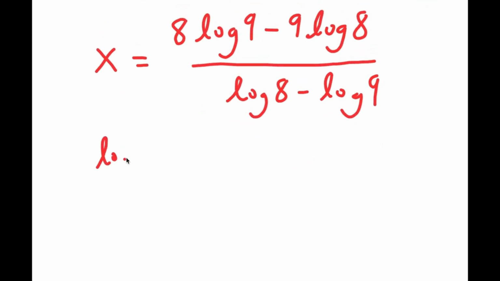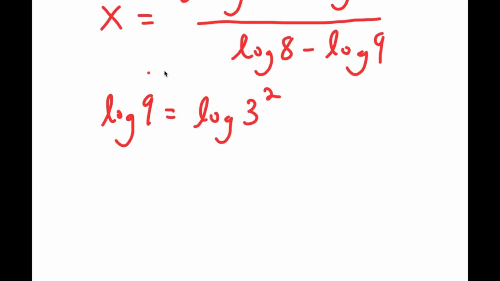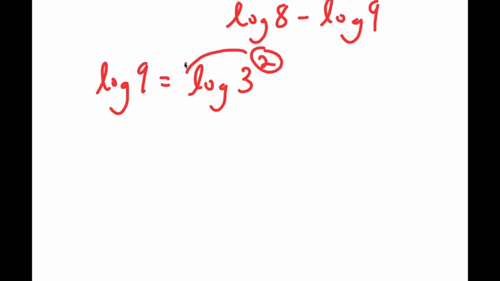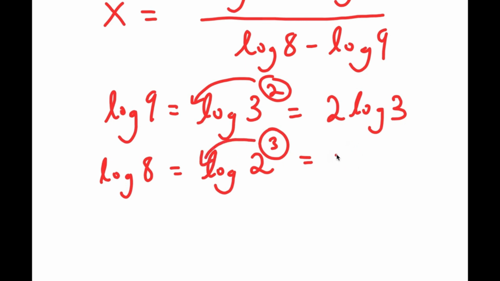Log of 9, we can simplify this to log of 3 squared. And remember, if I have something in the form log a to the power of b, I can move b to the front. So I can move 2 to the front, and this is going to equal 2 times log 3. Now I can do the same thing for log 8. Log 8 is equal to log of 2 to the power of 3, and I can move 3 to the front, so I get this equal to 3 times log 2.